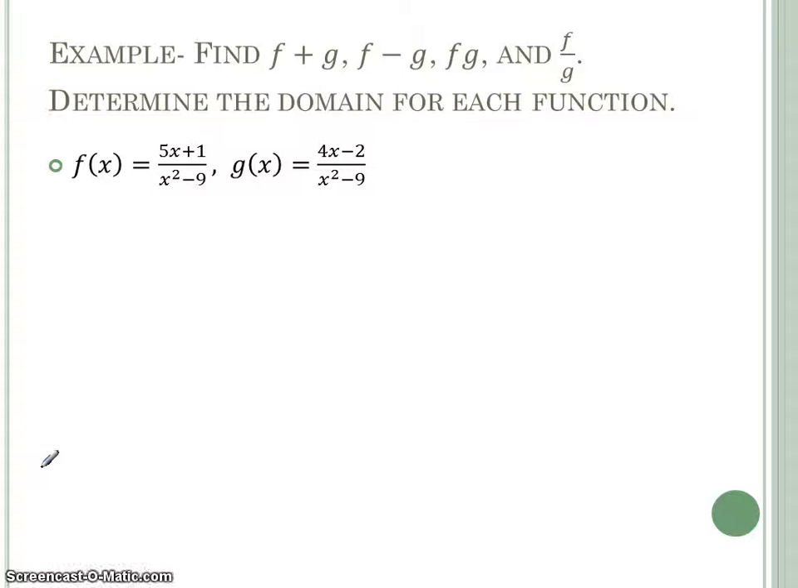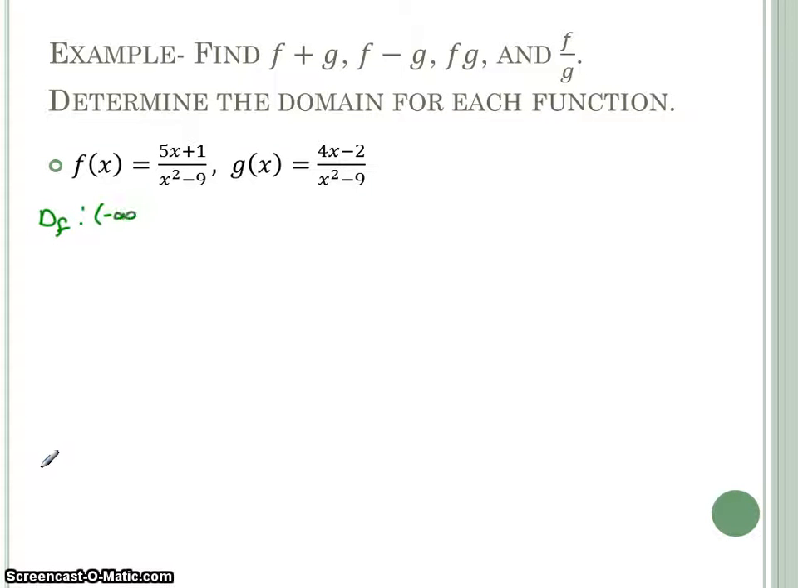Yeah, 3 is going to be a problem. If we put in a 3, we would have 9 minus 9, which gives us 0. And -3 is also going to be a problem, because if you factor that, you get x minus 3 and x plus 3, which would give you those two zeros.